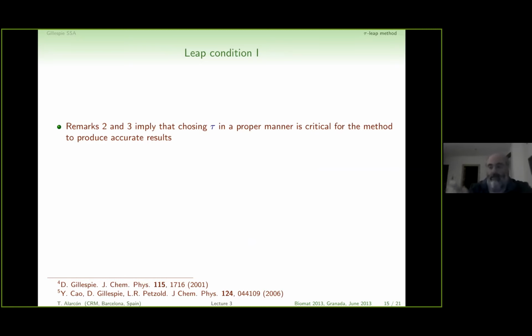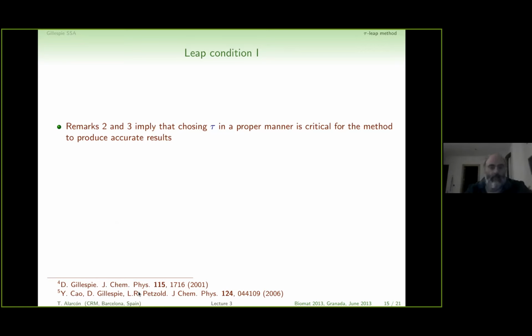Okay, so what we are going to see now is a prescription for choosing tau. This is not a theorem; there is not a theorem for choosing tau. These are prescriptions, and there are many prescriptions of this type. I'm going to show you the original one by Gillespie, but this prescription has been improved in other methods. If you are curious, you can look at the work of Linda Petzold, who has worked a lot on improving these leap conditions.